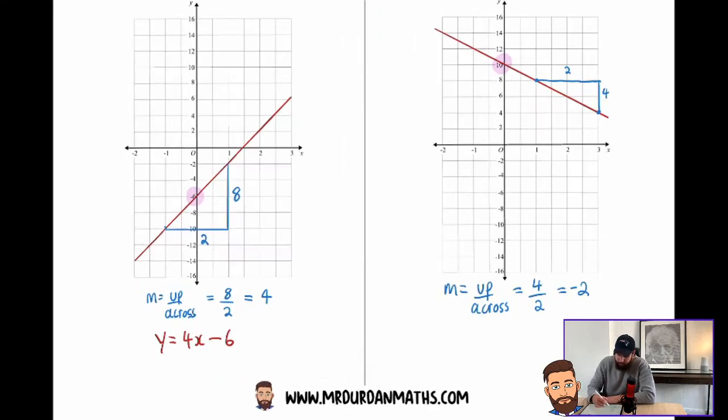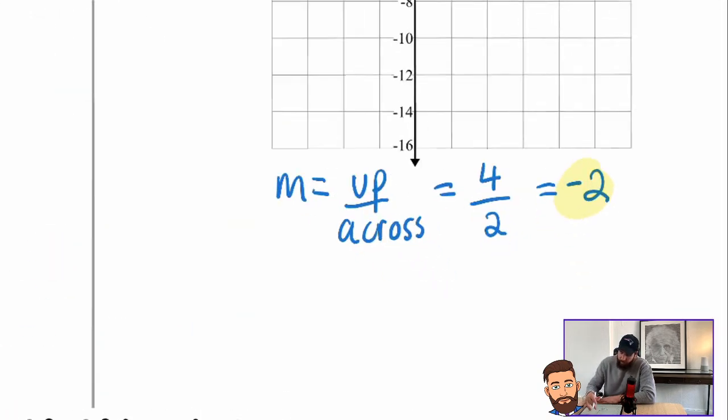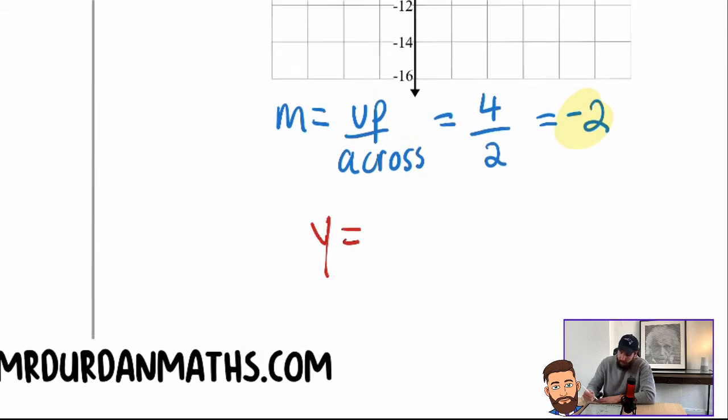So we've got everything we need now. We've got the gradient, which is minus 2. We've got the y-intercept, which is 10. So we can write down the equation of this line. This line would be y equals m, which is minus 2x, plus c, which our c in this case is 10. And that would be that question complete.